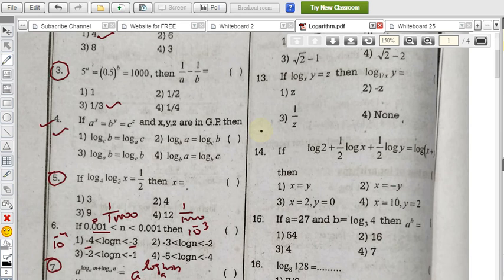And here some are properties directly. Log y to the base x is equal to z. Log y to the base 1 by x is equal to minus z. Right? Just apply the formula. I mean, we need to apply only properties here.